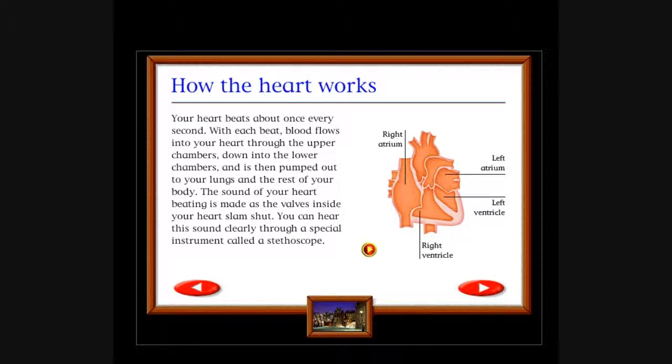Your heart beats about once every second. With each beat, blood flows into your heart through the upper chambers, down into the lower chambers, and is then pumped out to your lungs and the rest of your body. The sound of your heart beating is made as the valves inside your heart slam shut. You can hear this sound clearly through a special instrument called a stethoscope.